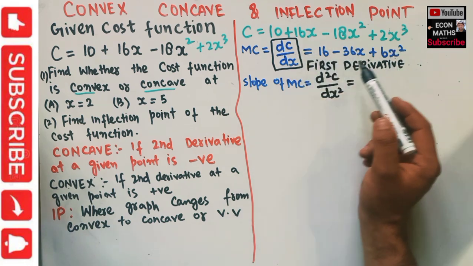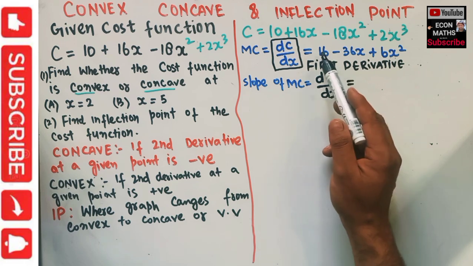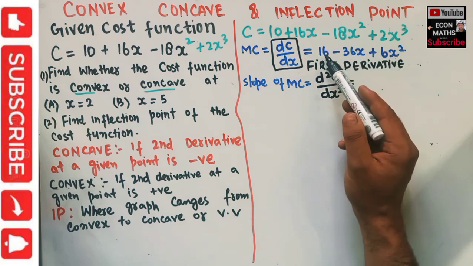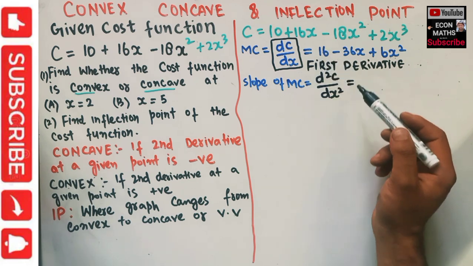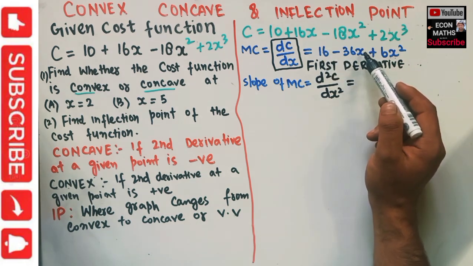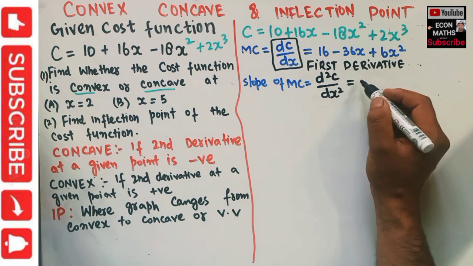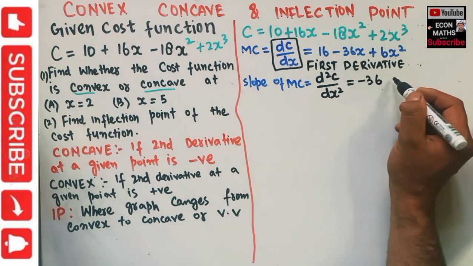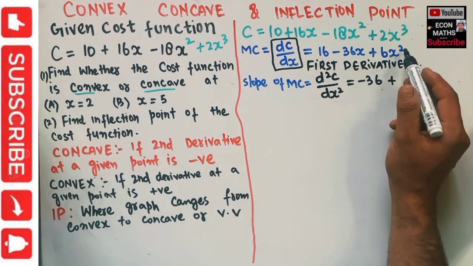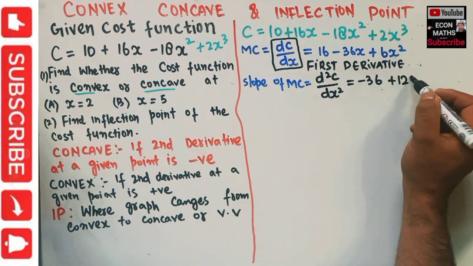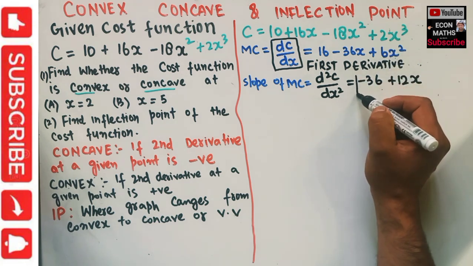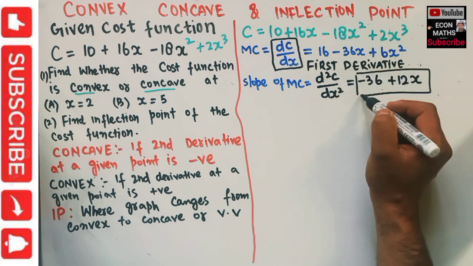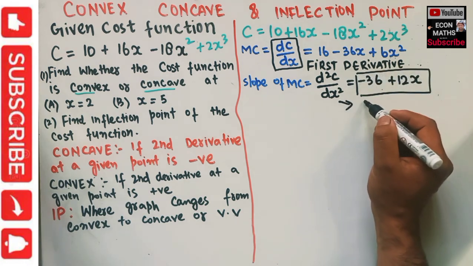So this is the first derivative. The second derivative will be the slope of the first derivative. The derivative of 16 is 0 because it is a constant. The derivative of x is 1, so we are left with minus 36, plus the derivative of x squared, which is 2 and becomes the coefficient, 2 sixes are 12x. So this is the second derivative.